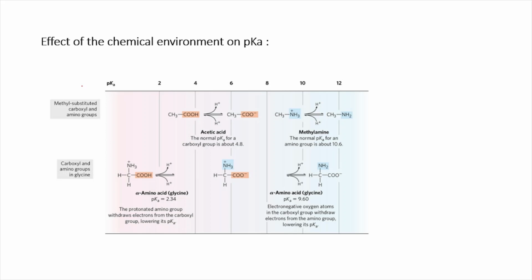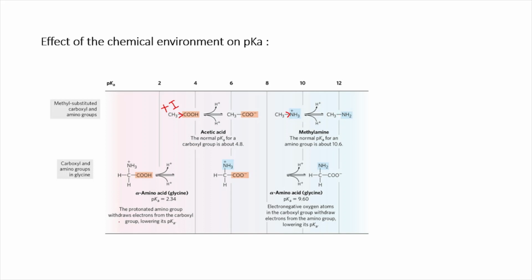Now there are some chemical environment effects on the value of pK. If we first talk about a simple weak acid, say acetic acid, the CH3 group has a plus I effect. In case of methylamine, this CH3 group has a plus I effect, so this NH3 plus group has a tendency of losing a proton to become stable.